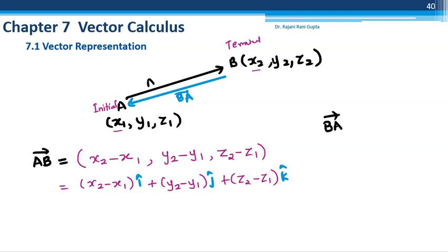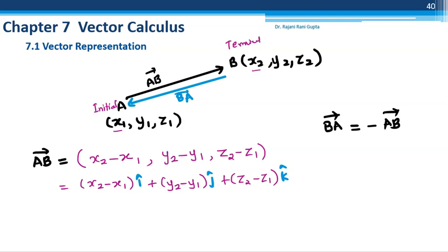This is AB, vector AB. This is vector BA. So what happened? The magnitude or the length is same. Only the change is in the direction. So you can say that BA is same as minus of the vector AB.